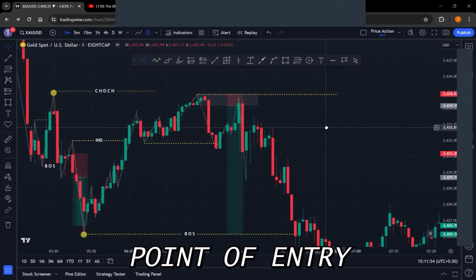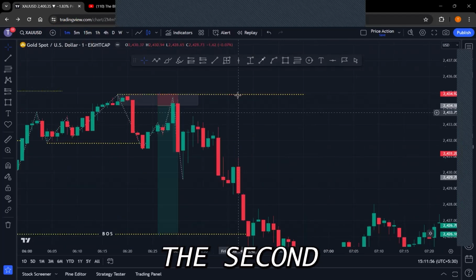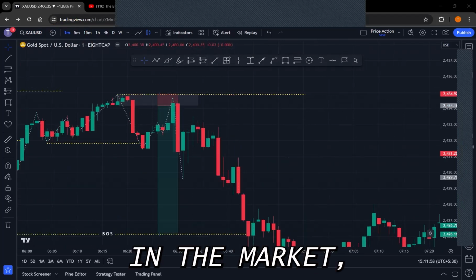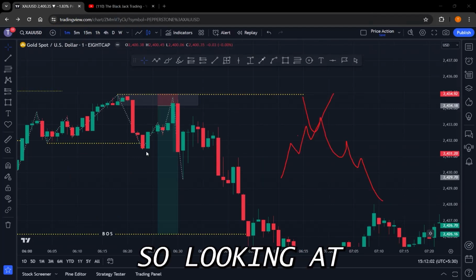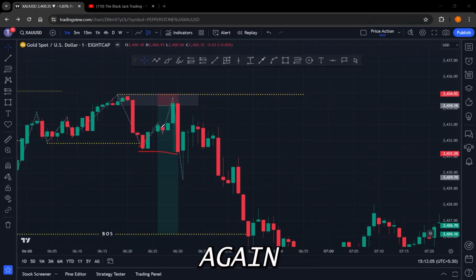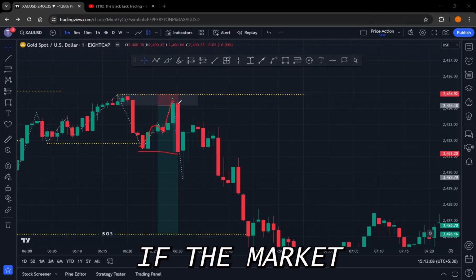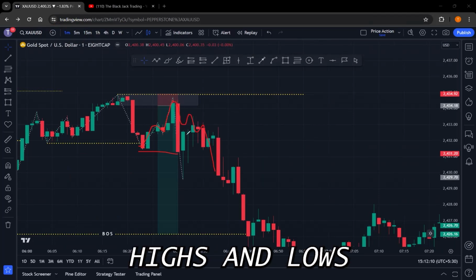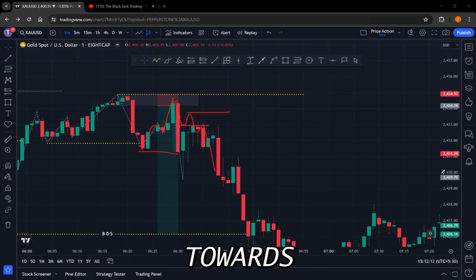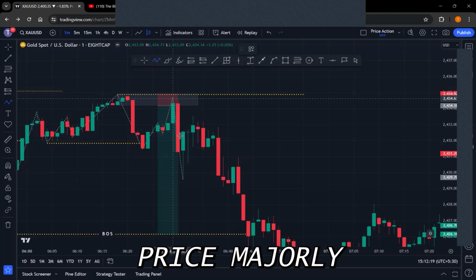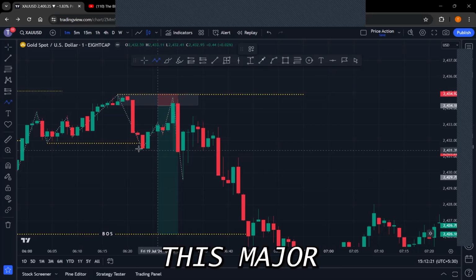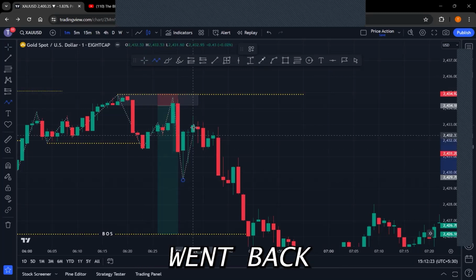Now comes the second point of entry, where you have to understand how to take the second entry. As I told you, while selling in the market, we need a series of lower highs and lower lows, not higher highs and higher lows. Looking at this major support in the market, it again started creating a series of higher highs. If the market had created a series of lower highs and lower lows, I would have started selling again, pointing towards the stop loss and then targeting the major breaker structure. Since this was not the case, the price again majorly broke down this major support, and then went back up again.